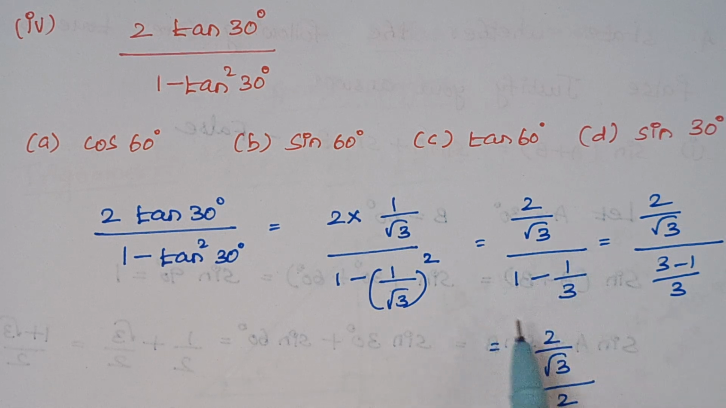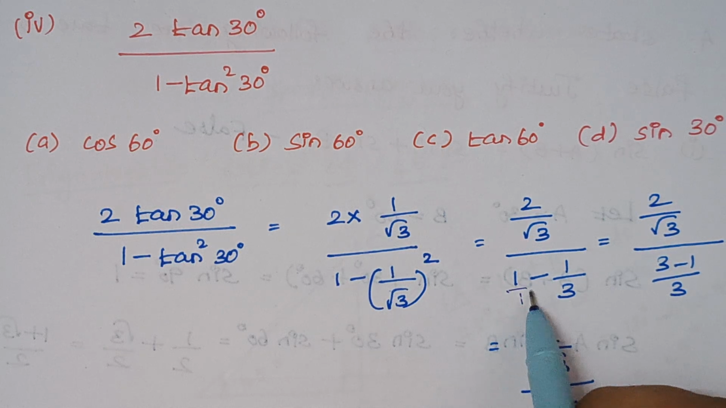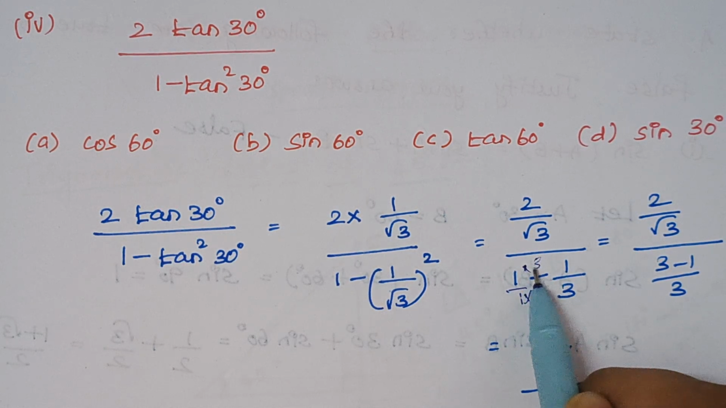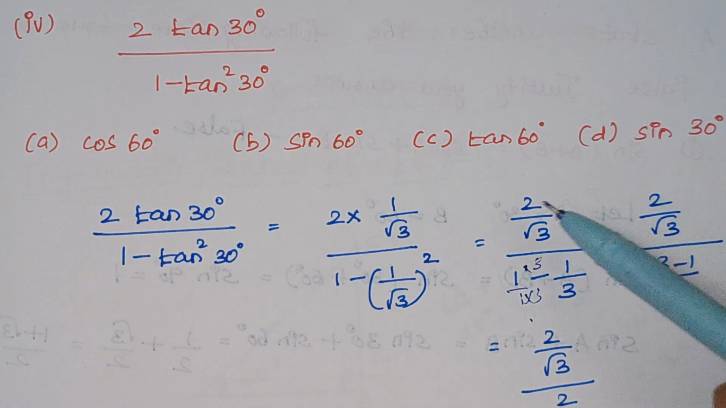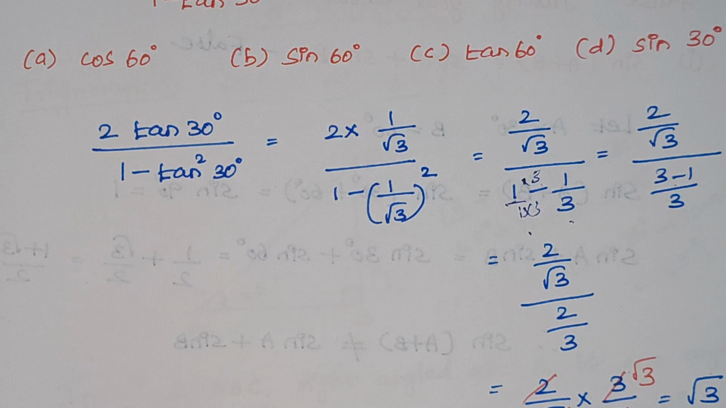So again when you take the LCM, 1 into 3, that is 1 by 1. We have to multiply both numerator and denominator by 3. So the numerator we write as such. Here it is 1 into 3, so 3 by 3 minus 1 by 3, so (3 minus 1) by 3. So finally it is 2 by 3.